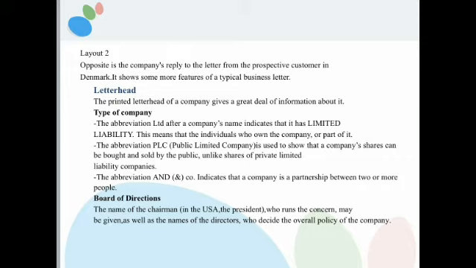indicates that a company is a partnership between two or more people. Board of Directors. The name of the chairman, in the USA the president, who runs the concern, may be given as well as the names of the directors, who decide the overall policy of the company.